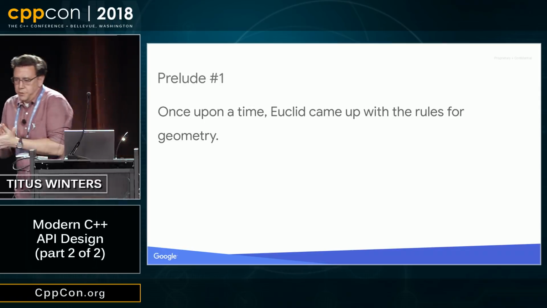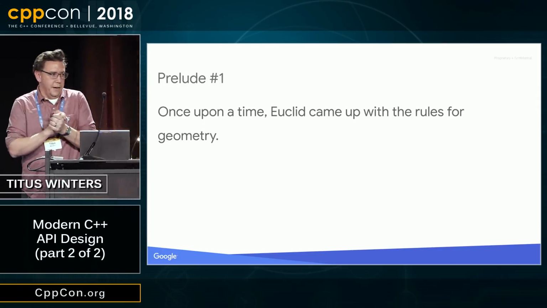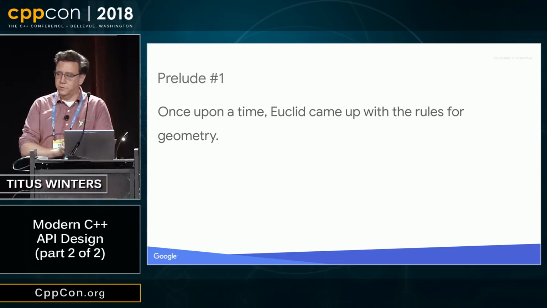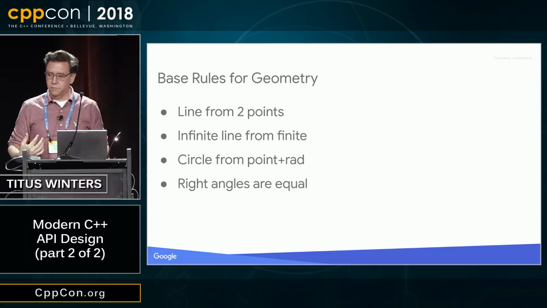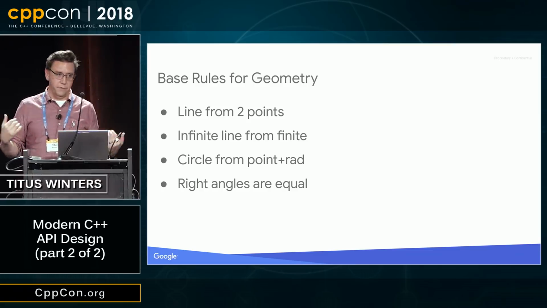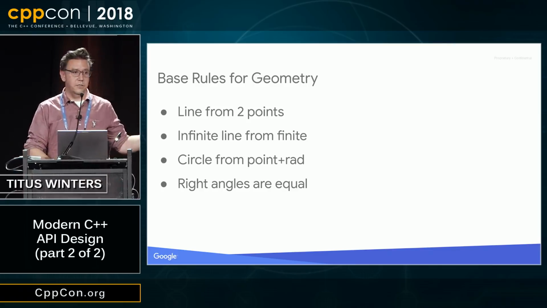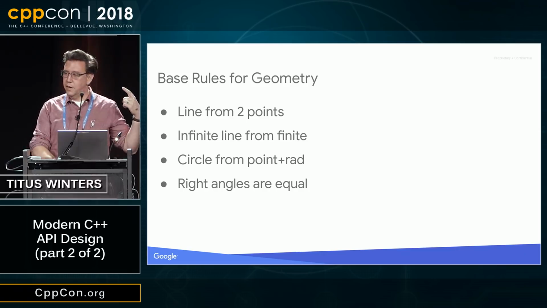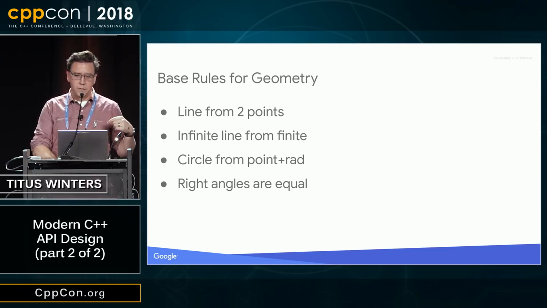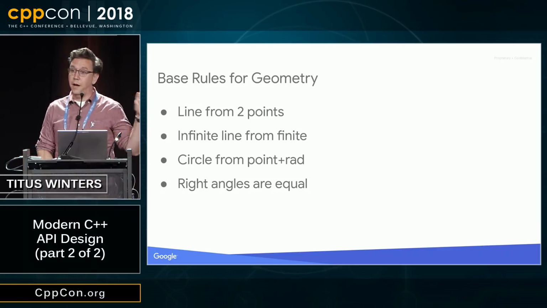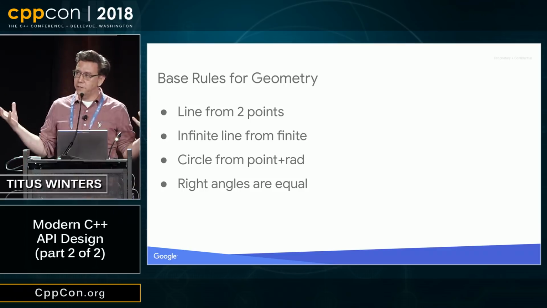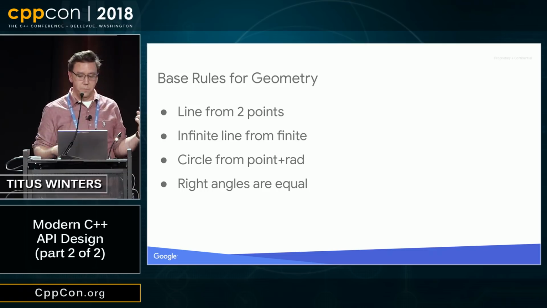But first, a prelude. Once upon a time, Euclid wrote out the rules for geometry. You can draw a line between 2 points. You can extend an infinite line from a finite line segment. You can draw a circle with any point and radius. All right angles are equal. These are 4 rules, but it takes 5 rules, 5 postulates, to underpin everything there is about geometry in 2 dimensions.